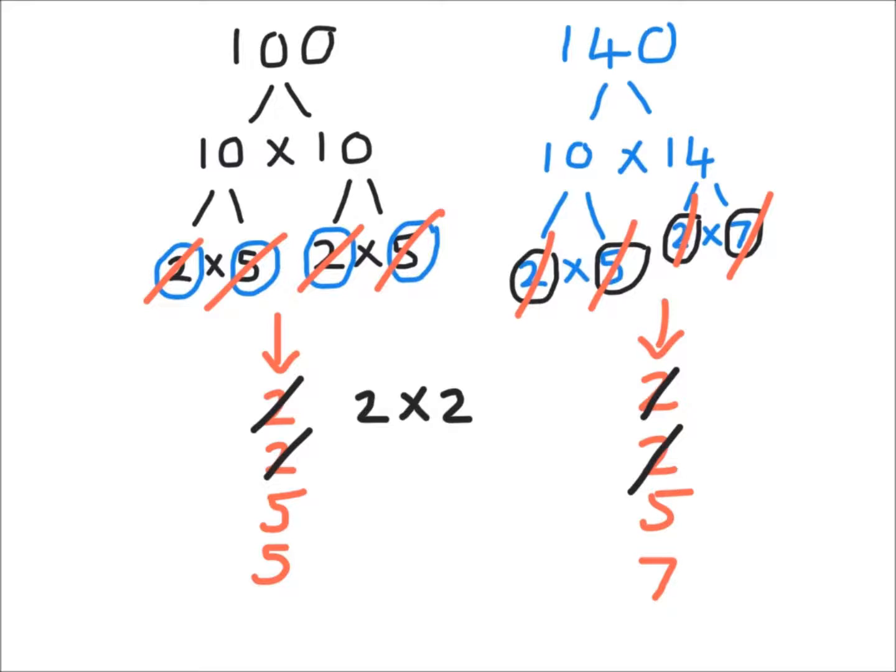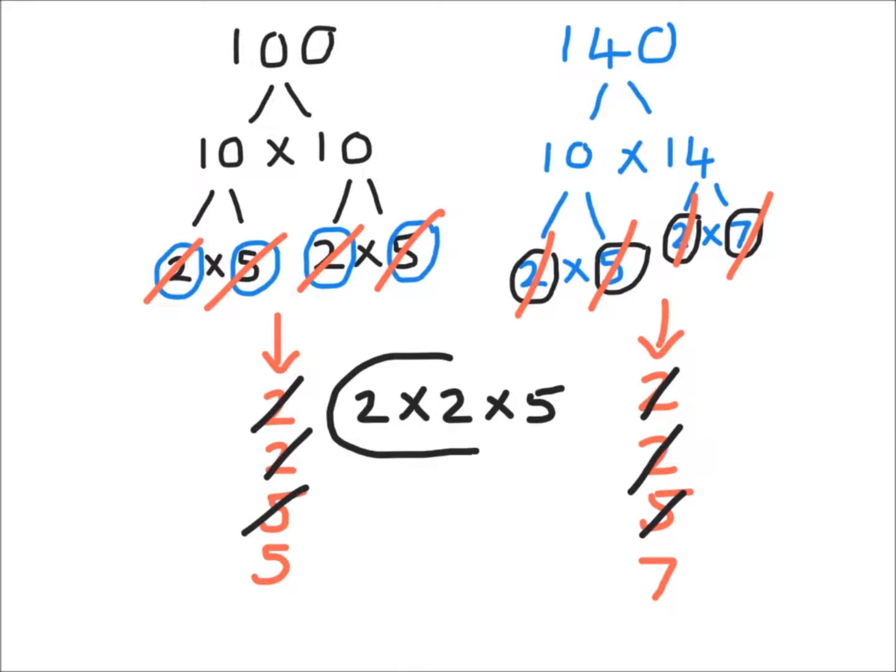I'm going to cross them both out, put the 5 in the middle. And the final example, we've got 5 and a 7. They don't match, so there's nothing we can do with them. Now, the highest common factor of 100 and 140 is now staring us in the face.